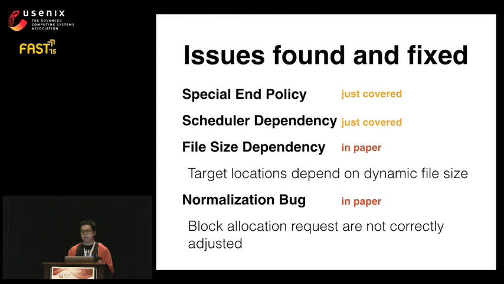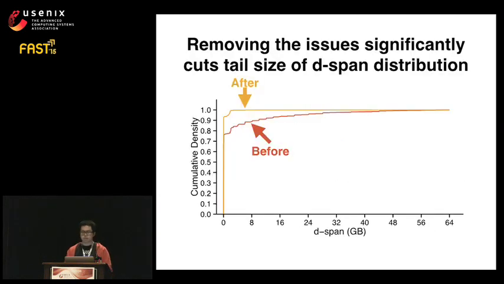In the normalization bug, a field in the allocation request is updated with a rounded value, and then the file system looks for free space in a rounded location, and that leads to problems. After removing these issues, we have improved the data layout quality of ext4, and this figure shows the result.